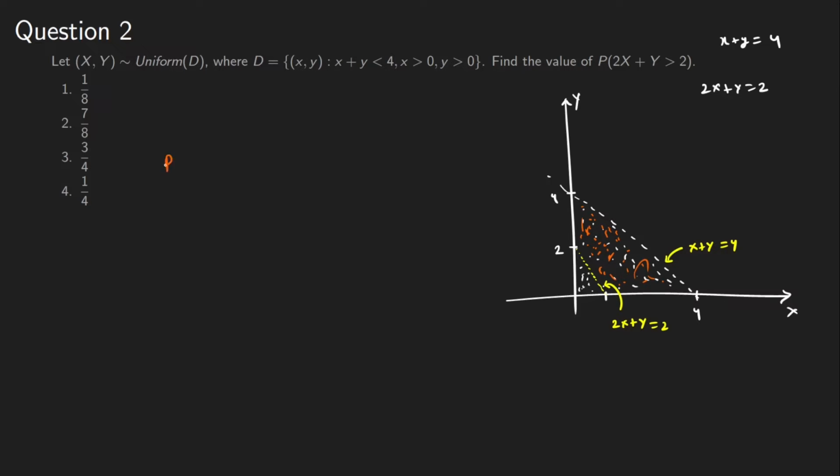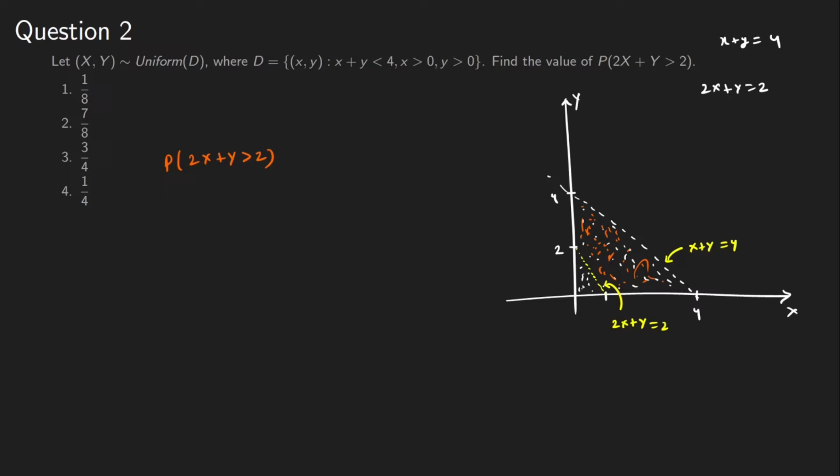So we have to calculate the probability that 2x plus y is greater than 2. Generally, you have to add up or integrate the PDF for the full range of x and y where you have to calculate the probability. But when you have a uniform distribution, you can calculate the area of the region for which you have to calculate the probability, divided by the area of the full support.